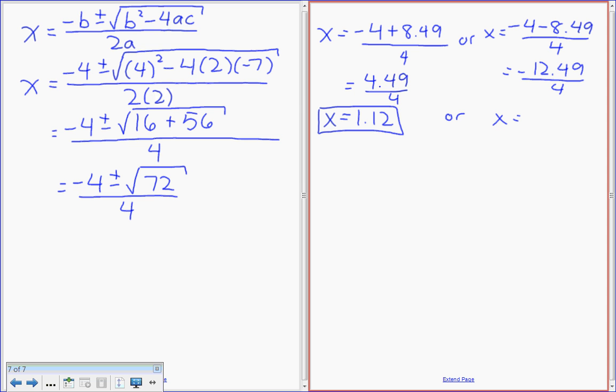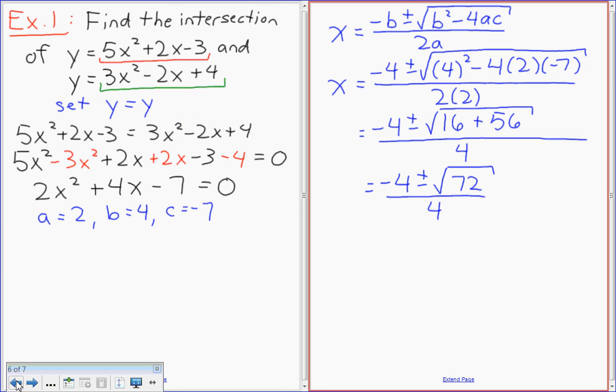Which should be negative 3.12. All right, I'm going to slow down here because I'm getting too excited. Okay, so what I just did is I did the same quadratic form, I think. There's still one final step. Remember, we're looking for an intersection. We have the x, we still need to solve for y.